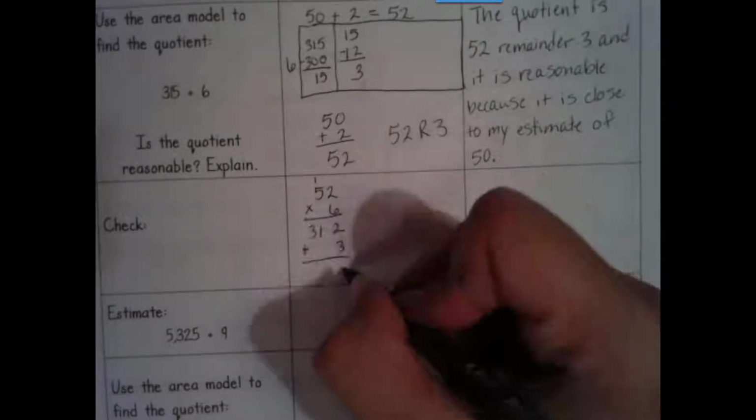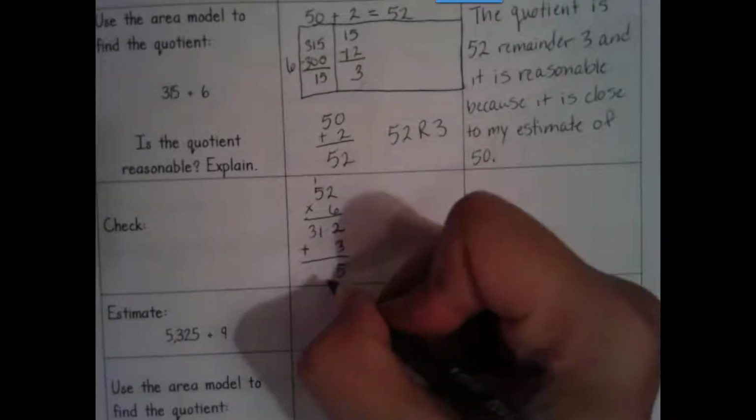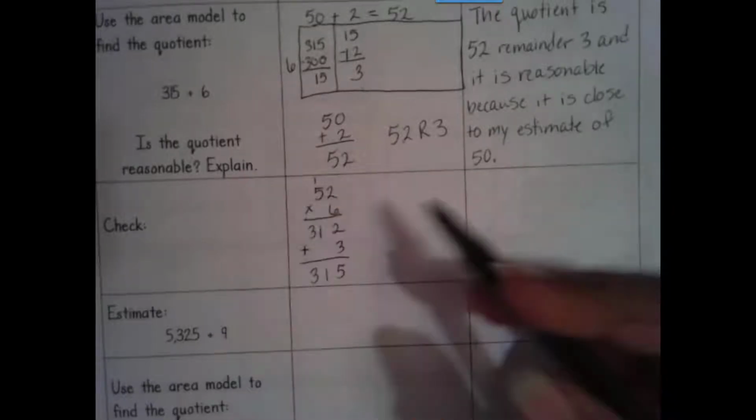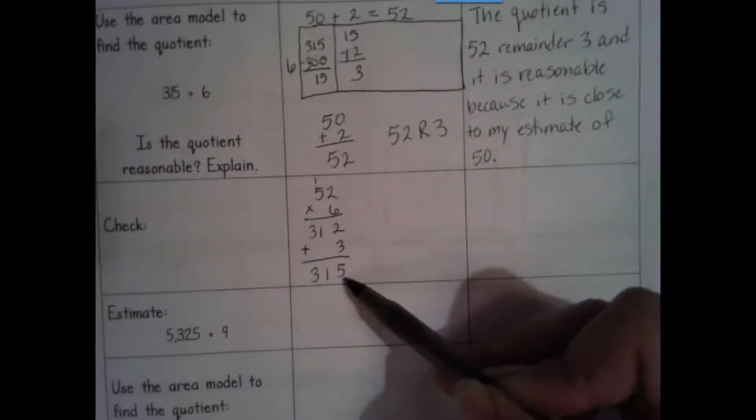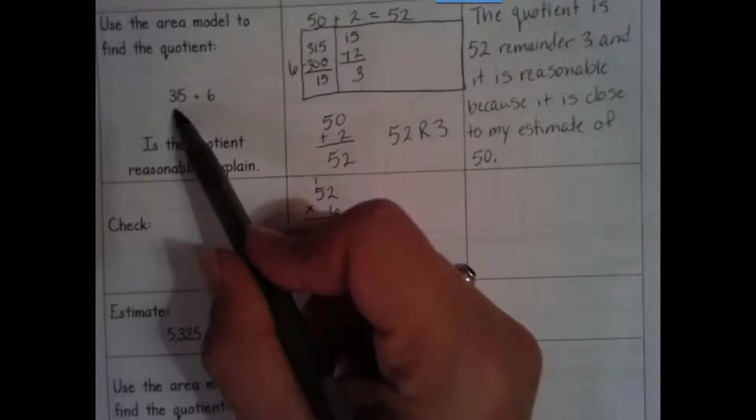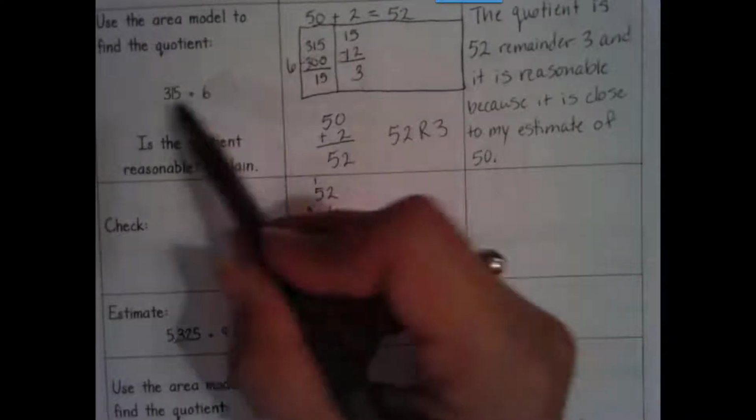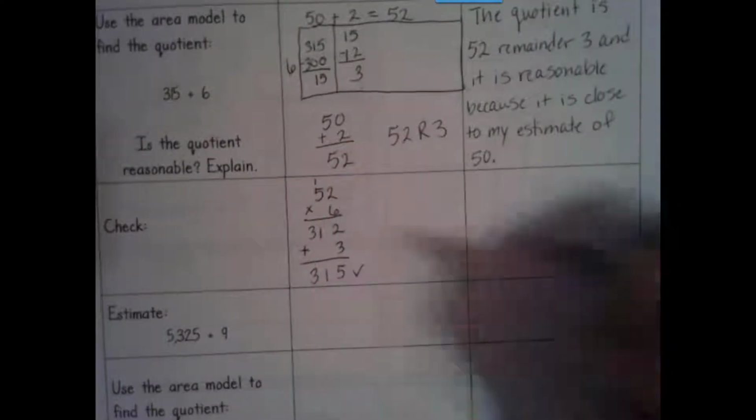2 plus 3 is 5, then 1, then 3. 315, does that match our dividend? Yes, it does, so it checks.